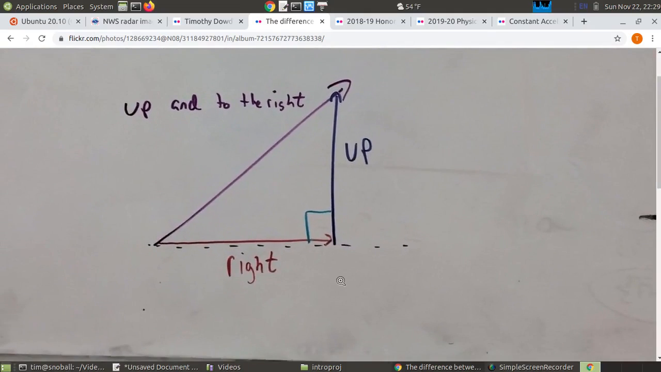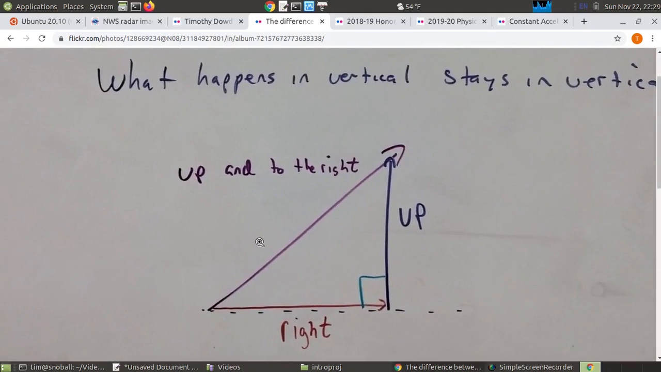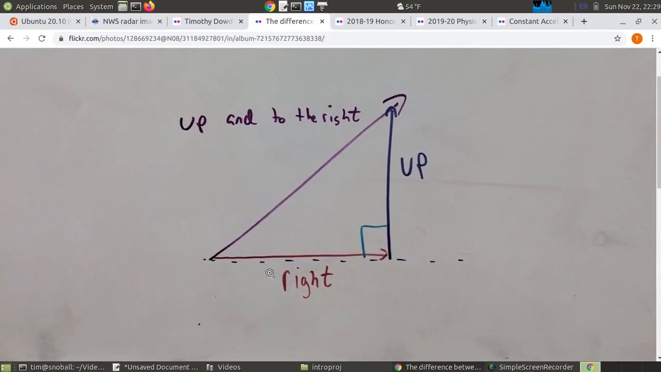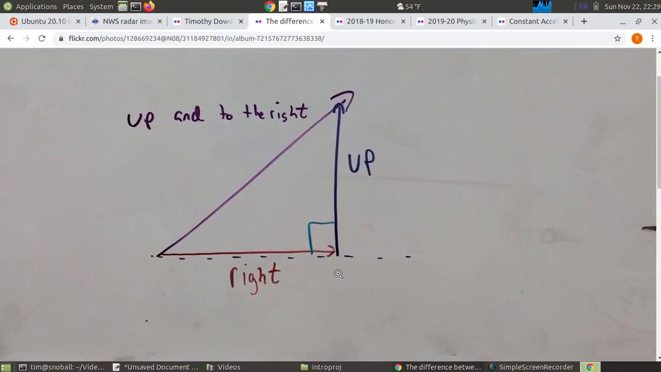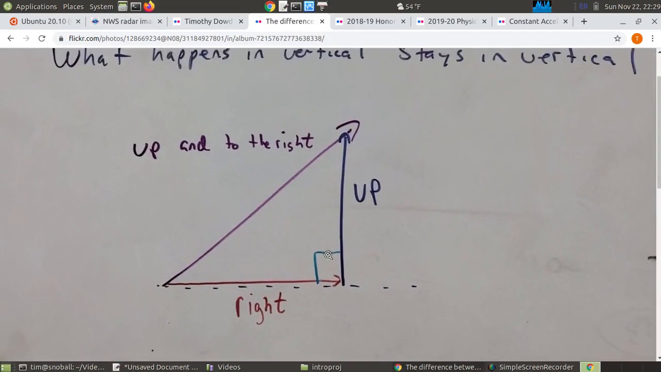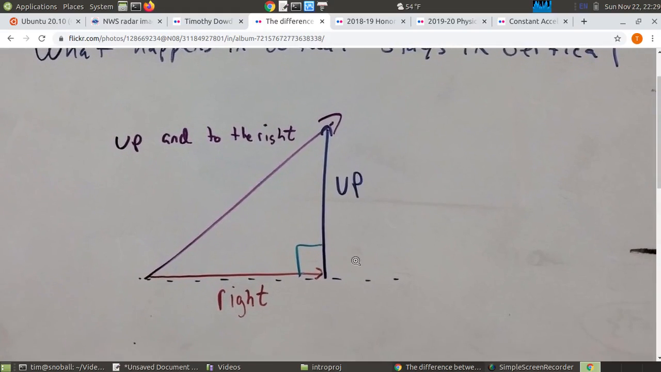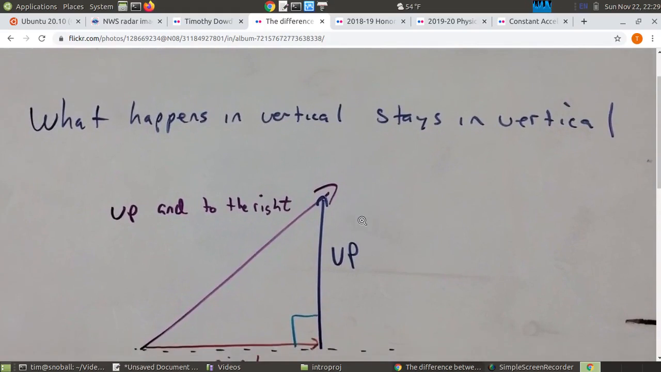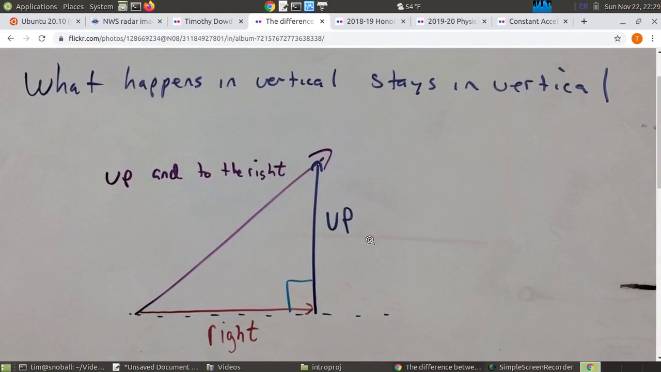We can deal with diagonal motion by taking things that are up and to the right and breaking them into pieces. How much is this to the right? It's kind of the shadow that that purple arrow casts on the ground. How much of this is up? It's kind of the shadow that purple arrow casts on a wall. So that's what we'll be doing in this unit. We'll be solving basically two separate problems. One in the x dimension, one in the y.